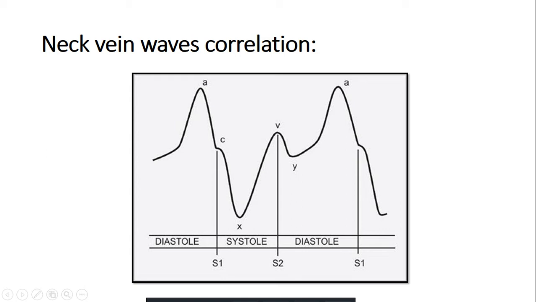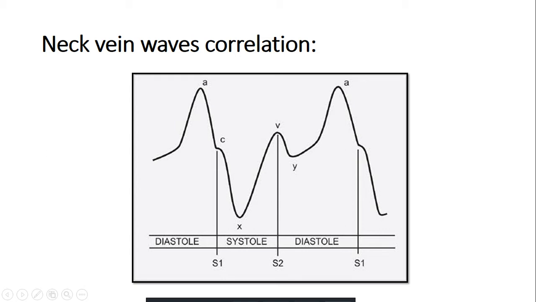right atrium diastole, with volume increase in the right atrium, which is followed by tricuspid valve opening and descent of the blood from the right atrium to the right ventricle, causing the Y descent, followed by another A wave, and so on.